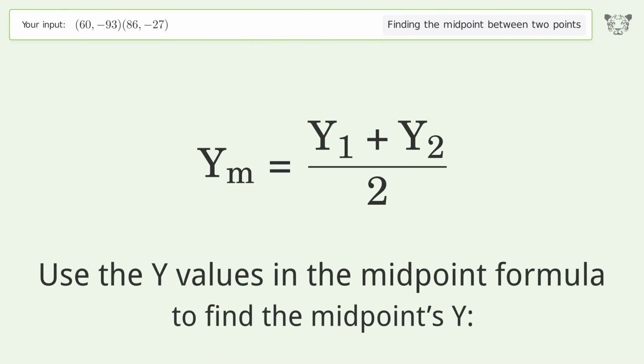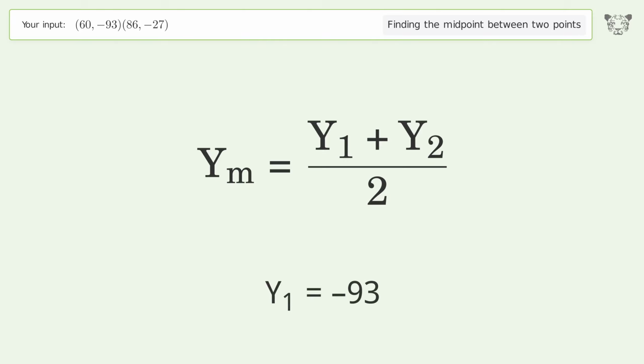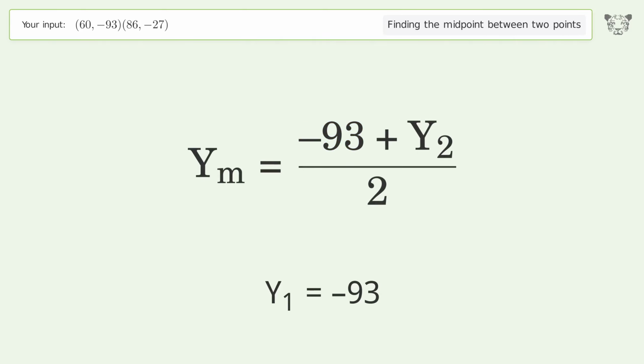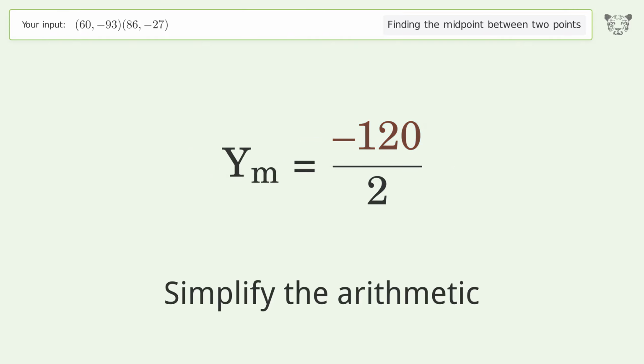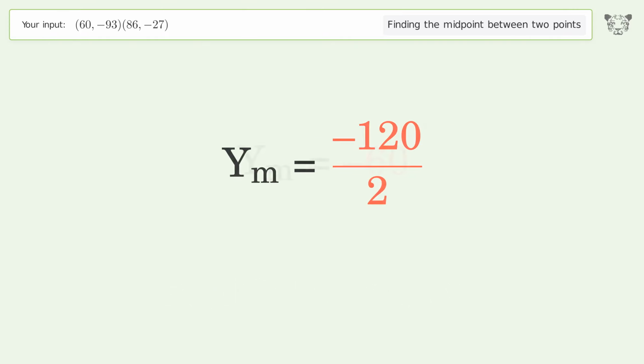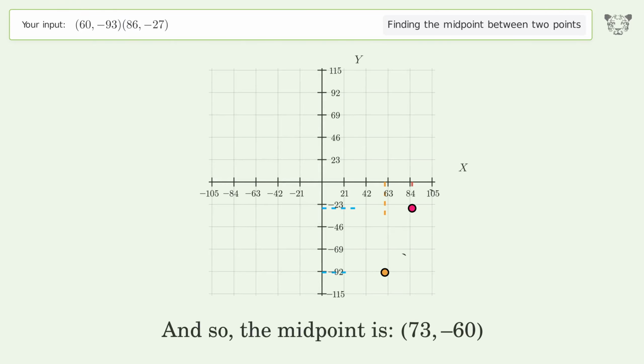Use the y values in the midpoint formula to find the midpoint's y. y1 equals -93. y2 equals -27. Simplify the arithmetic. And so, the midpoint is 73, -60.